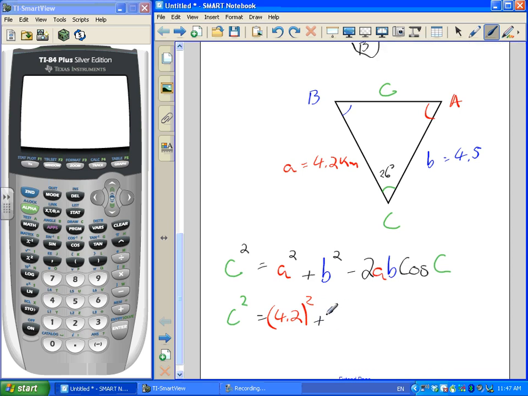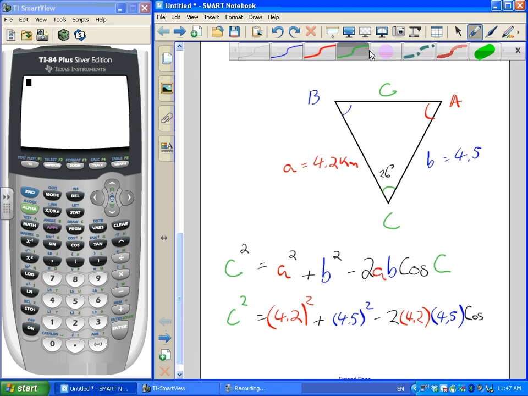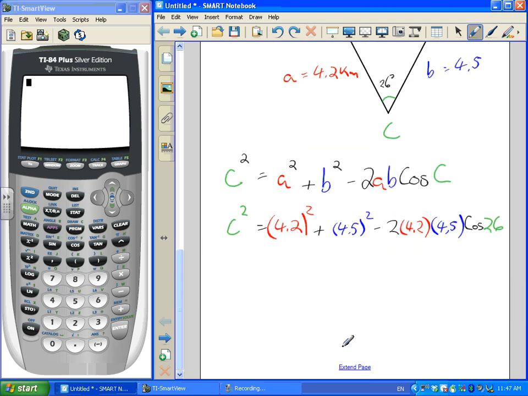Plus, what is side B? 4.5. So, 4.5 squared. Subtracted by 2 times side A, which is 4.2, multiplied by side B, which is 4.5, again multiplied by, this is the important part, cos of angle C. Angle C was how large? 26. Okay? So I've written it all in color. I'm going to work the rest of the way in black because it'll be simpler for me. So I'm going to rewrite this.